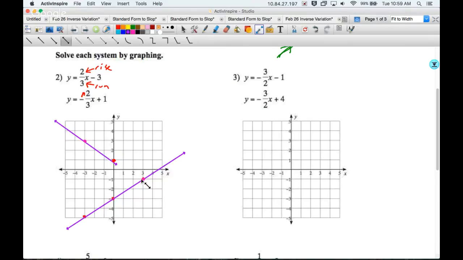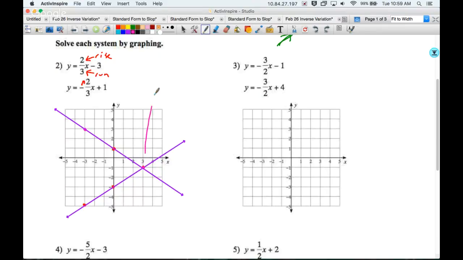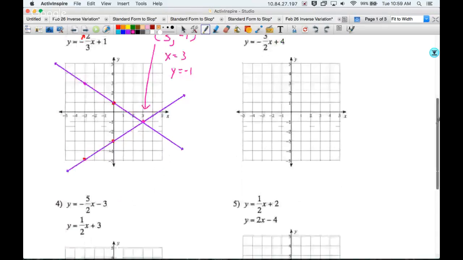If we connect these up, we can see a very clear intersection on a lattice point down here at 3, -1. And then we can emphasize our answers by saying x equals 3, y equals -1. All right, let's try a different one.